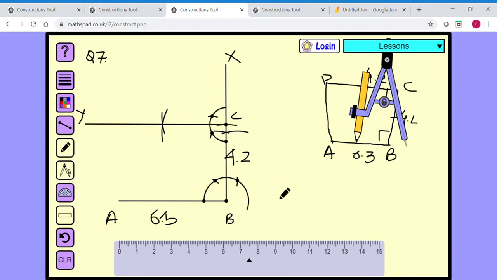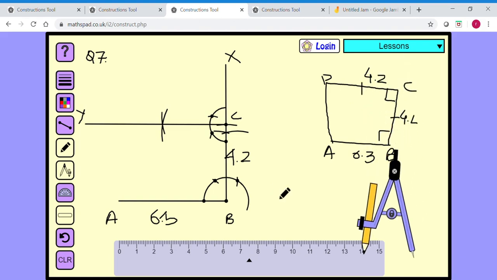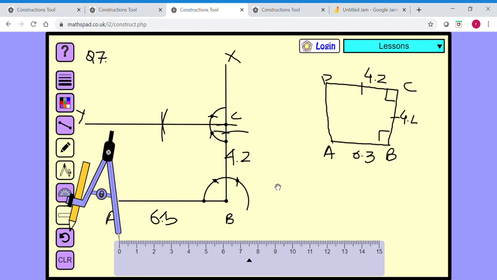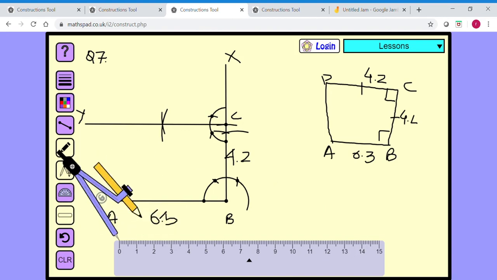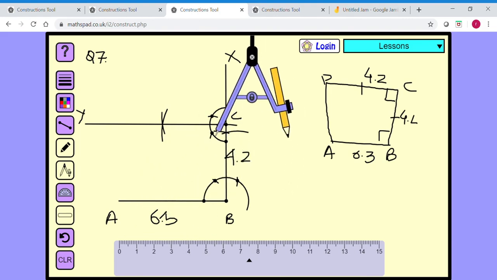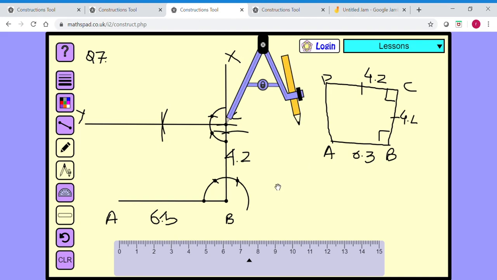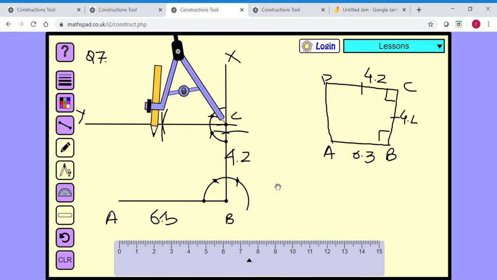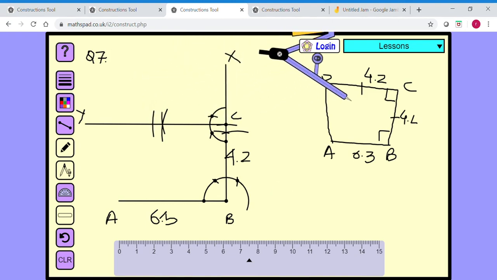Any other relationship that I know about D? Yes, it is at a distance of 4.2 from C. So again, let me measure 4.2 and I'll cut an arc. This is 4.2. Perfect. I keep it at C and I cut an arc somewhere here. Perfect. This gives me my point D.